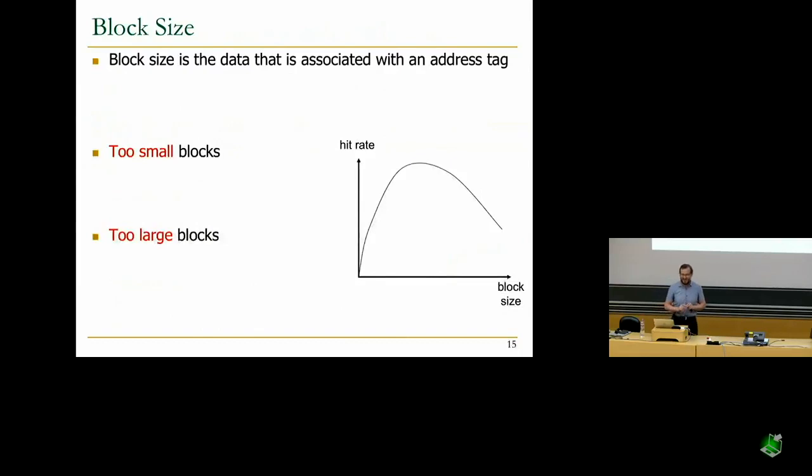Okay, let's take a look at block size. This is a little bit more interesting, maybe. Block size is essentially the data that's associated with an address tag. And usually you have a curve that looks like this, assuming the cache size is constant.